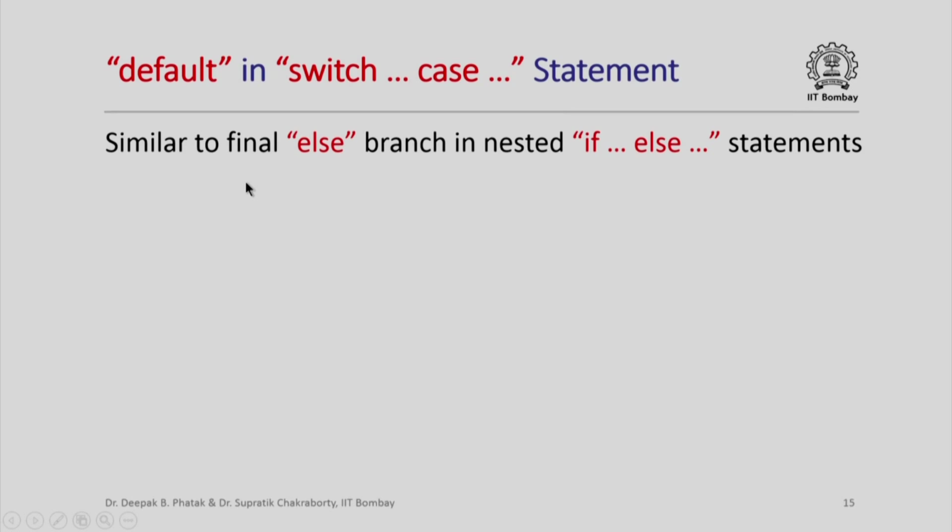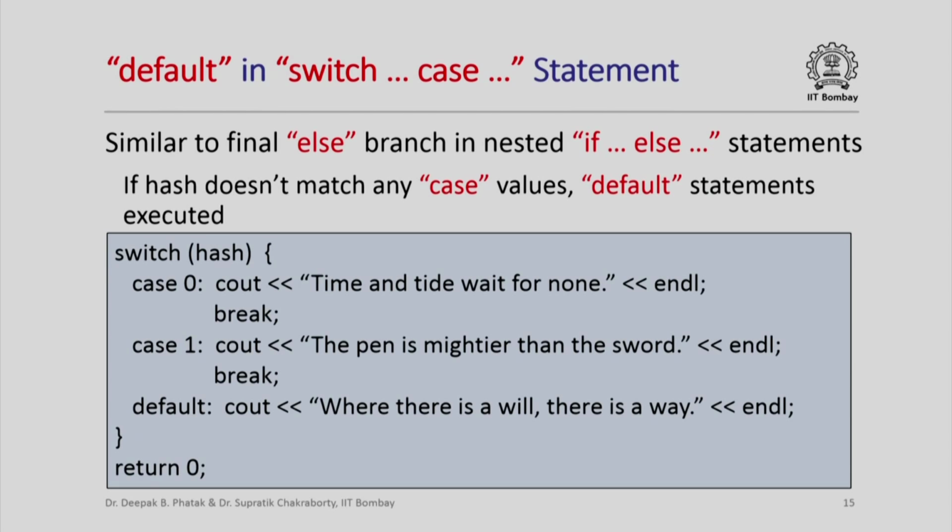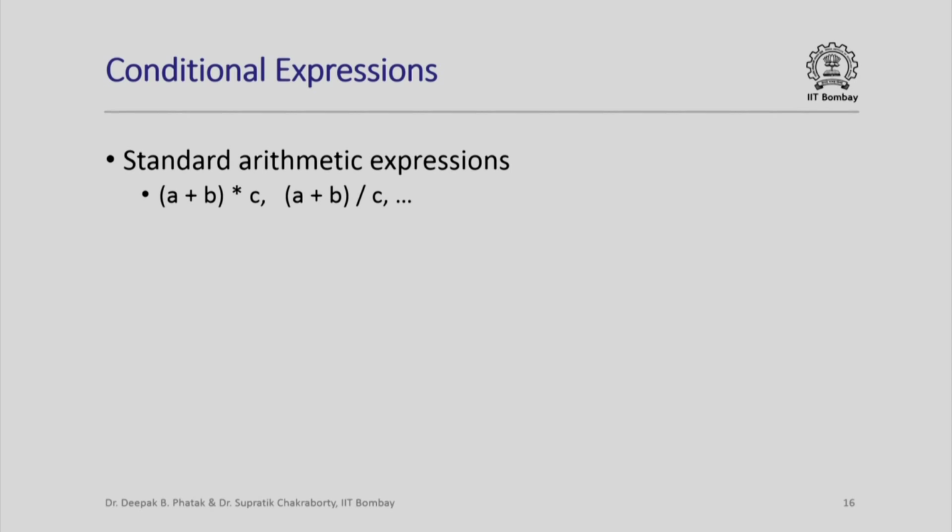So the default in switch case statement is really similar to the final else branch in nested if else statements. If the value of hash in our example does not match any of the case values, then the default statements are executed. So that would be the case here if the value of hash is 2, the default statement would be executed. So now we have seen how statements can be executed conditionally in C++ programs.